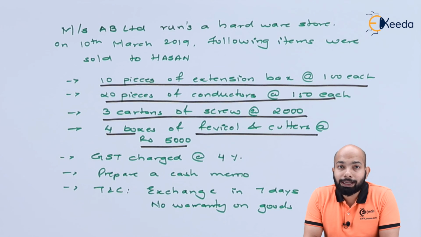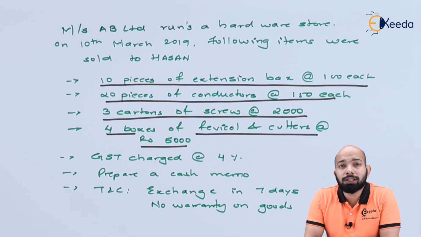Now we have to prepare a cash memo here, and there have been certain terms and conditions mentioned down here. First being, exchange is available only within 7 days after the date of transaction and no warranty on the goods. Let's prepare the cash memo. I hope the sum is very clear and easy to understand. Let's go ahead and make the format again.